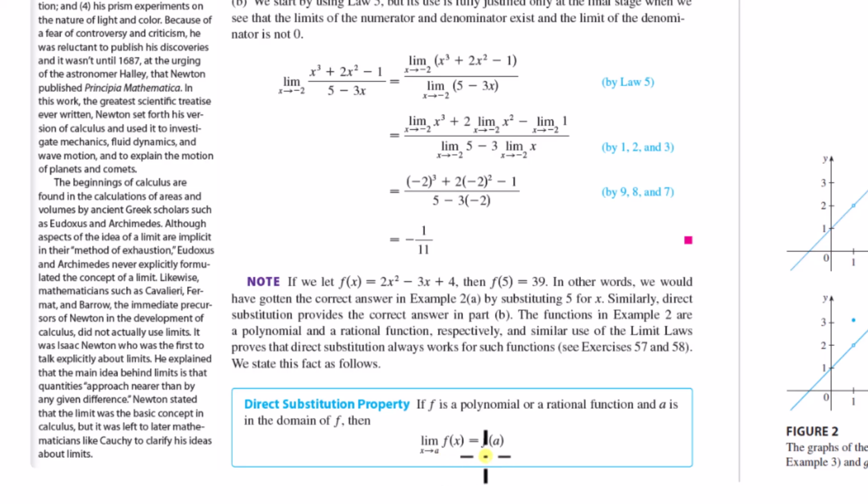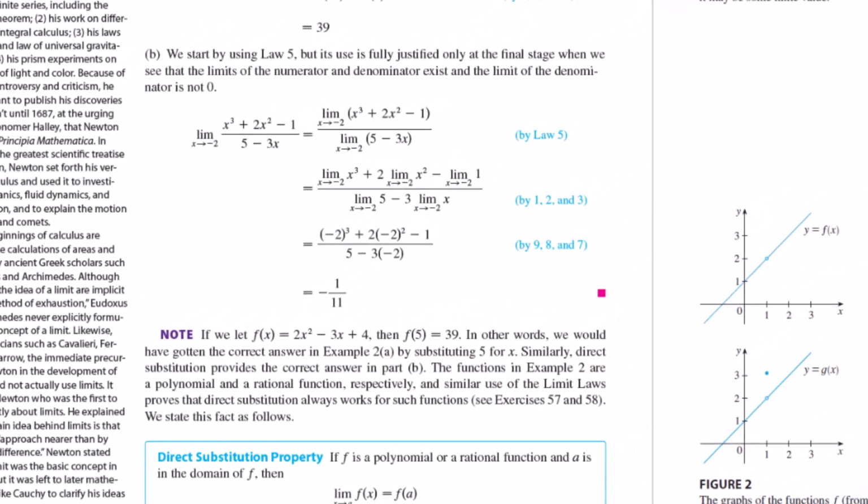However, if the limit point a is not in the domain of f of x, then you'll have to analyze the limit further to determine if that limit exists or not, and if it does exist, then what is the limit? Okay, so where is this rule coming from? Why does this only apply to polynomial and rational expressions?